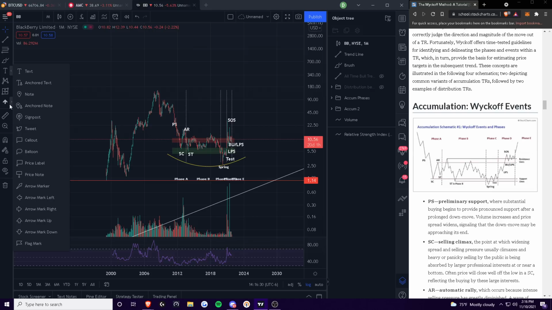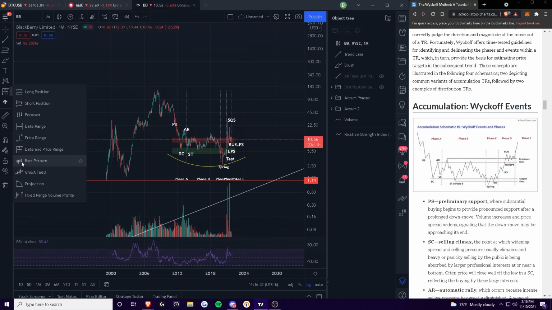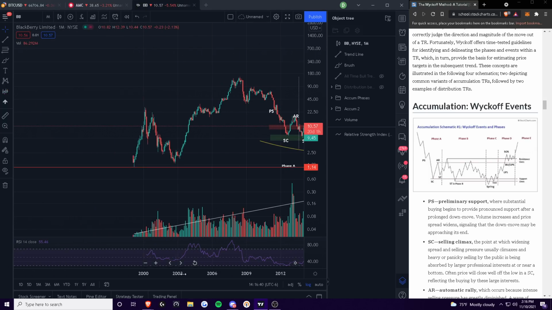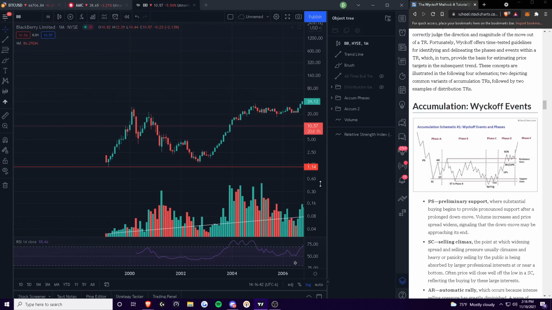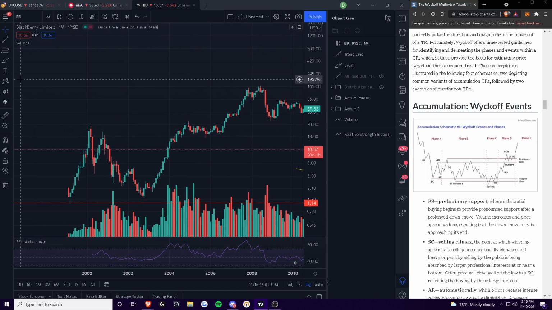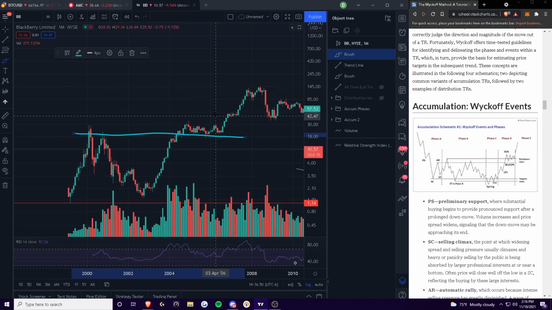That would be crazy. If I could find my bars pattern, perhaps maybe back here you would say a more short-term accumulation occurred before they really drove BlackBerry. And you can see here that you have this trading range. This was your sign of strength, and then your backup LPS phase, and then you went up, right?